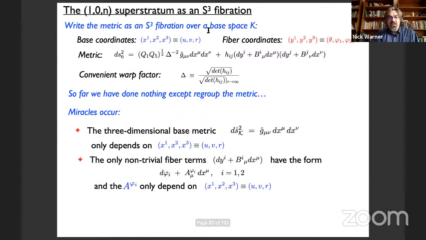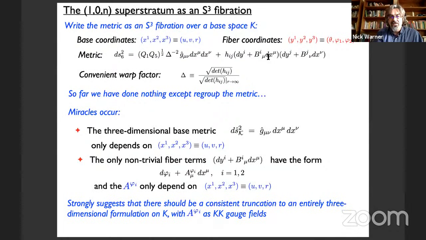Then another miracle. You look at these fibration terms, and the only non-trivial fibration terms that turn up are when d phi mixes with some of the base coordinates through a vector field. And these vector fields only depend on u, v, and r. When you first look at the metric, you begin to see how this happens, but by writing it in this fiber form, it is exactly a three-dimensional metric with three-dimensional Kaluza-Klein fields. And this is exactly what you expect from two U(1) Kaluza-Klein gauge fields. You want the Killing vectors to be decorated or added to by gauge fields that only depend on the base coordinates.